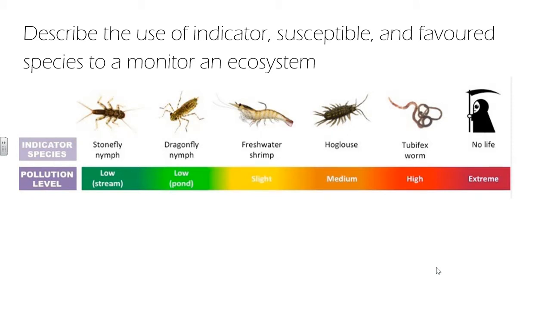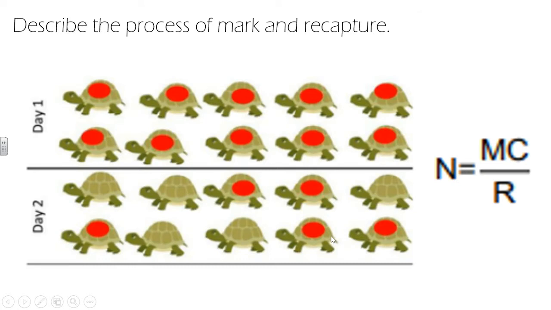The absence or reduction of a population indicates that a species is susceptible to the environmental factor, whereas if we find they're quite abundant, or if there's an increase in the population with the change in the environment, that indicates they favour those conditions. Therefore, we can use susceptible and favoured species to monitor an ecosystem. To effectively use the abundance of these indicator species, we need to first know what their population sizes are.